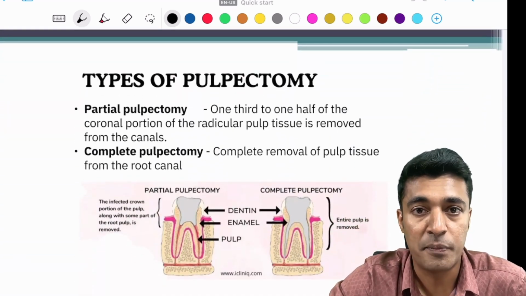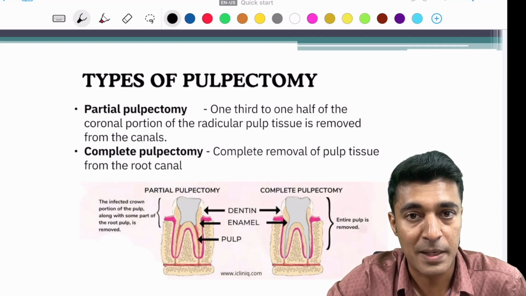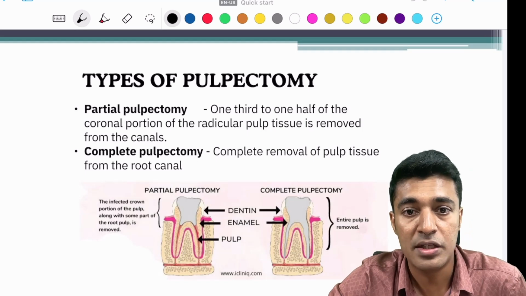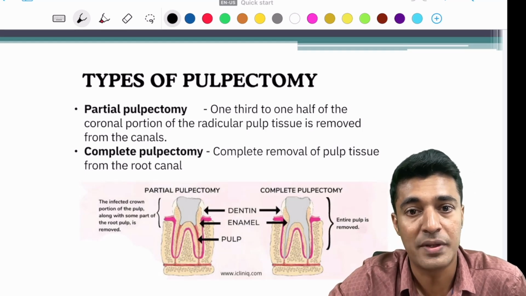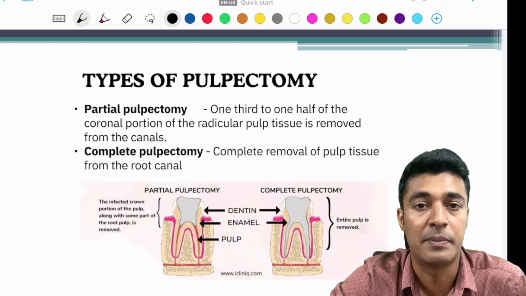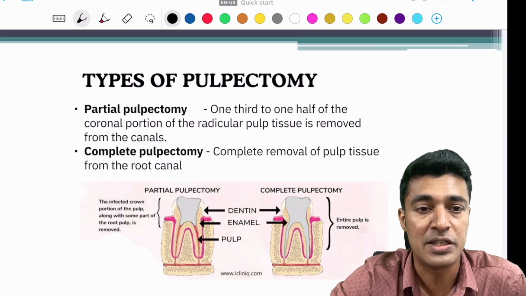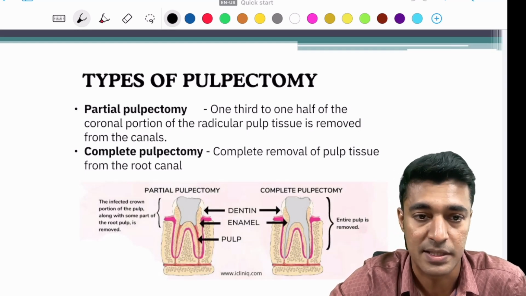Coming to the types of pulpectomy, there is partial pulpectomy and complete pulpectomy. In partial pulpectomy, one-third to one-half of the coronal portion of the radicular pulp tissue is removed from the canals, whereas in complete pulpectomy, complete removal of the pulp tissue from the root canal takes place.